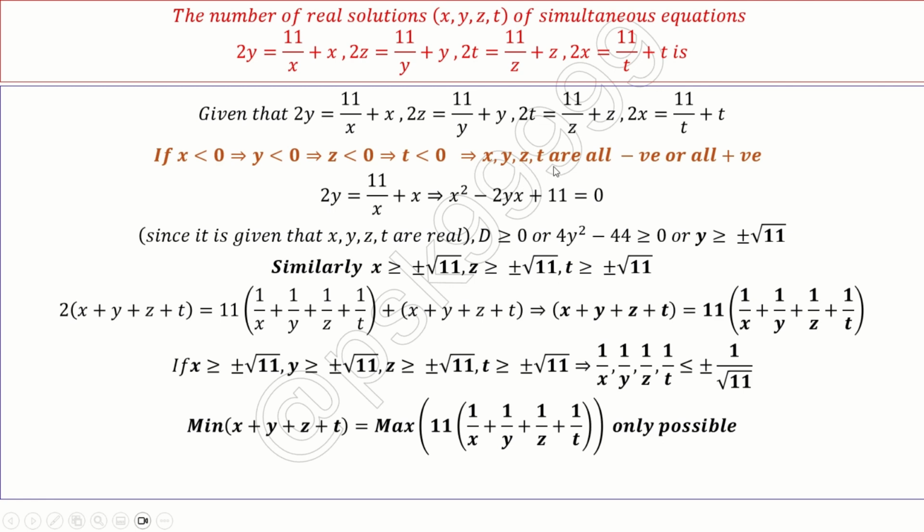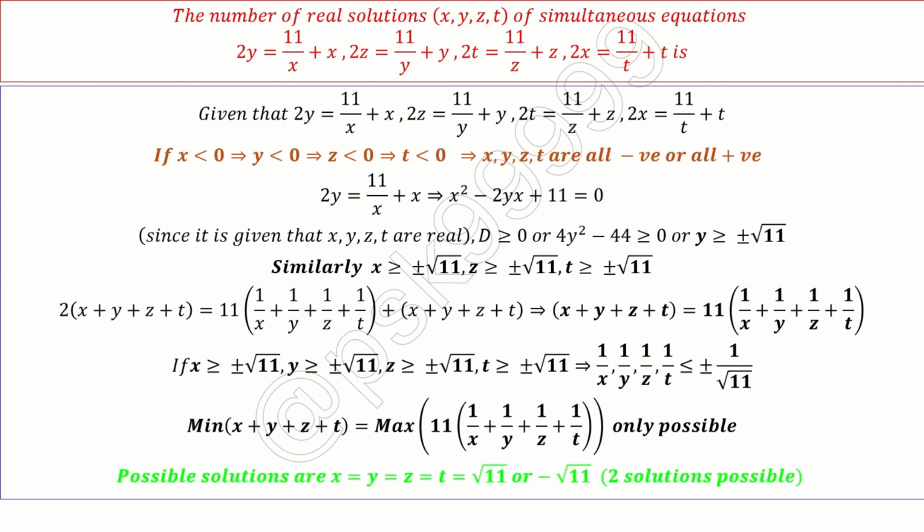No. This is where this comes. Either x, y, z, t are all negative or all positive. You cannot have 3, 3, minus 3 as a solution for x, y, z, t. It has to be all positive or all negative, which means the only possibility looking at this equation is x, y, z, t can be either square root of 11 or minus square root of 11. This is the only possibility. So two solutions are the only possible for this set of equations. Hope you understand this.